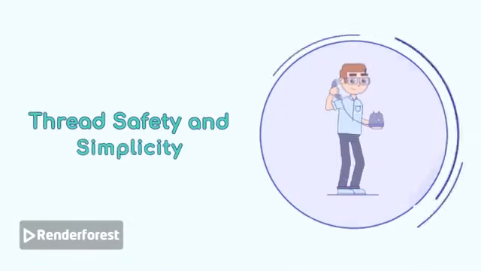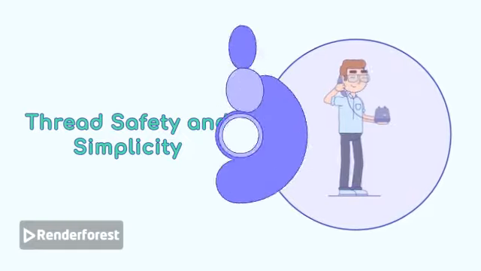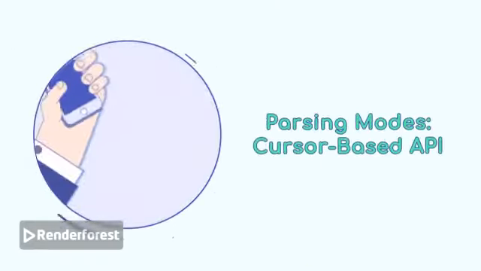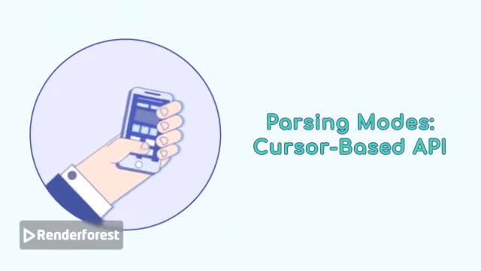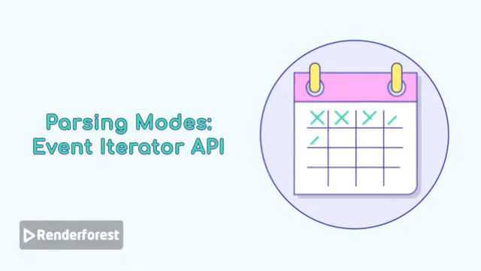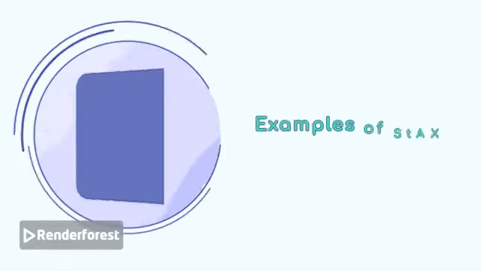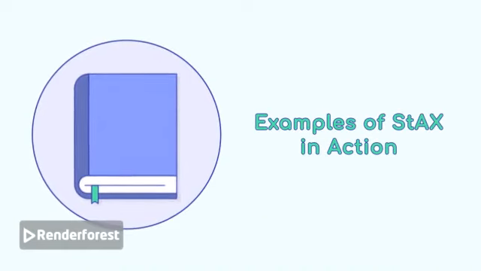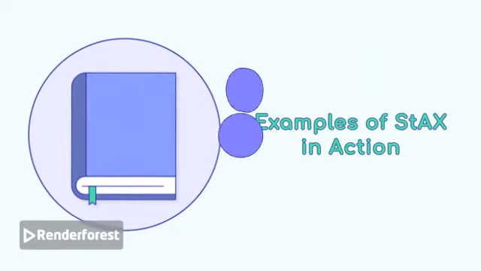The pull-based parsing in StAX is inherently thread-safe and simpler to use than SAX. The cursor-based API utilizes XML Stream Reader for fine-grained event control. The Event Iterator API uses XML Event Reader for a higher-level abstraction. Examples include reading XML with cursor-based API, processing specific events manually.